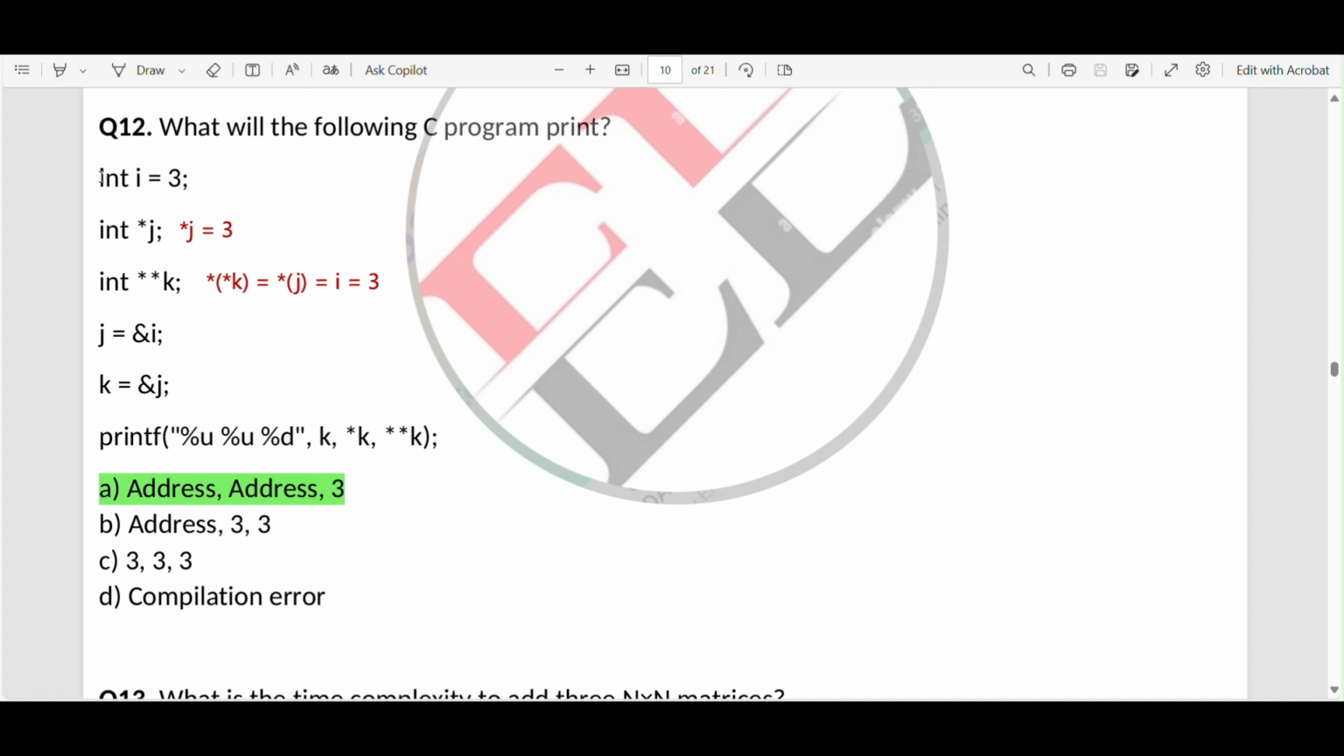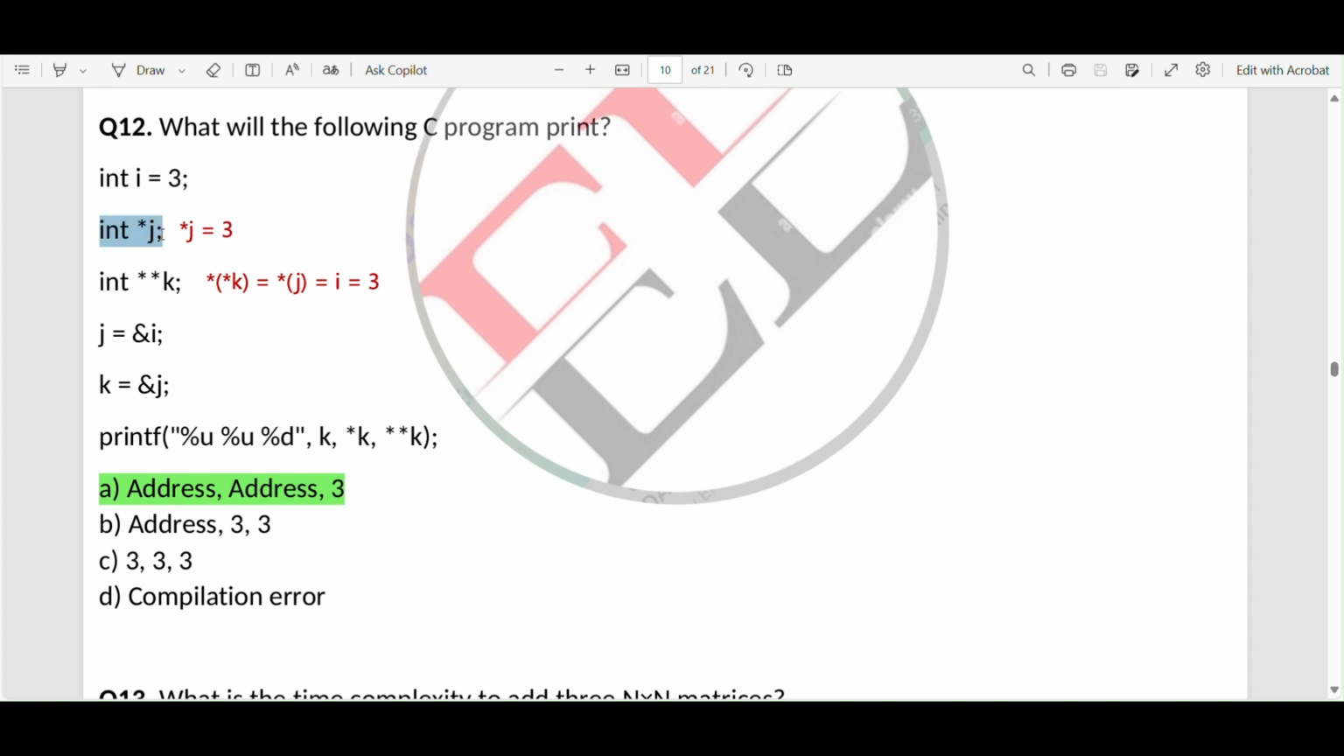Here we have the code, and we are asking what it will print, means what is the output of this. See, here we have a print statement, so what will it print? Let's see from the starting. At the starting we have int i equals 3, an integer i with value 3.